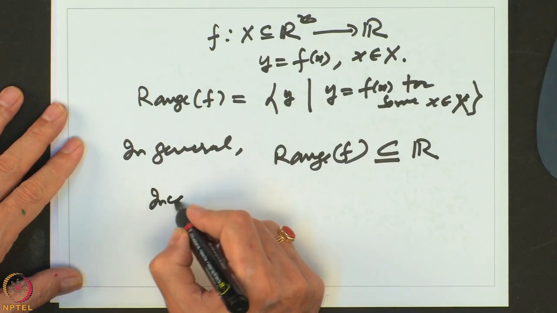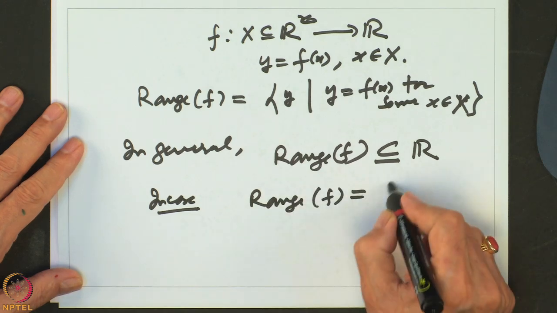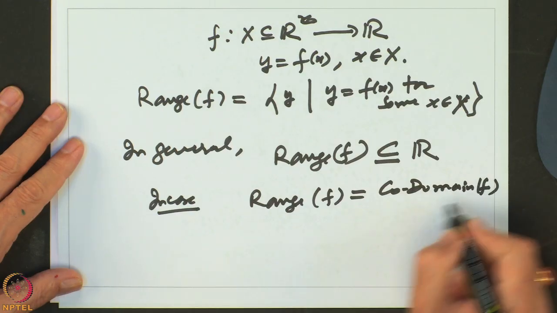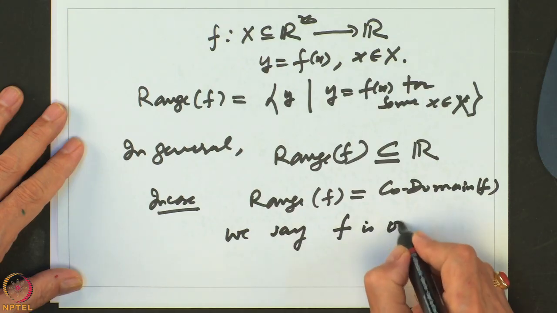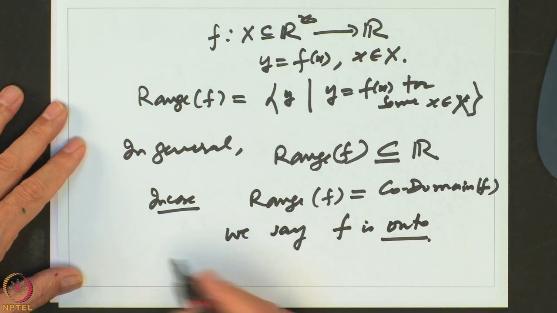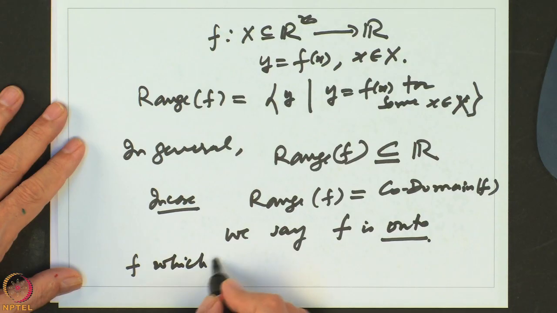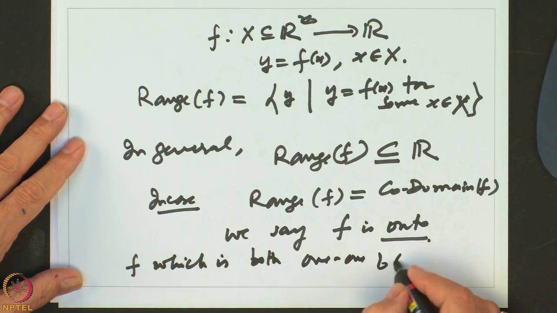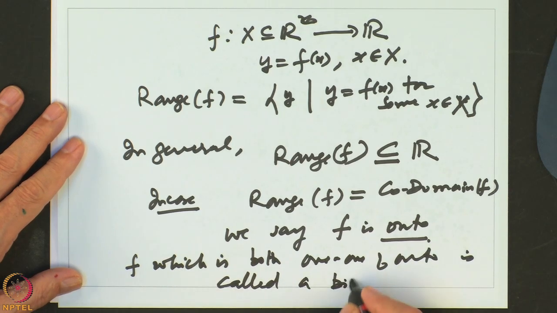So, in case range f is equal to the codomain, we say f is onto, f is an onto function. A function f which is both one-one and onto is called a bijective function.